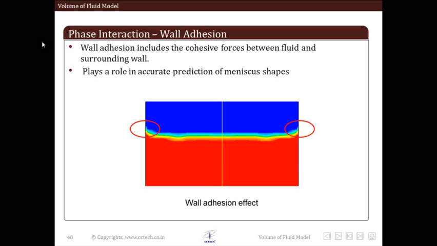The wall adhesion forces are important because they play a major role in accurate prediction of meniscus shapes. So if we are modeling flows where there is an interface and it is in contact with wall, we need to consider wall adhesion forces. Whenever the interface is in touch with wall, we see wall adhesion forces playing a role and it is changing how the meniscus looks or behaves.